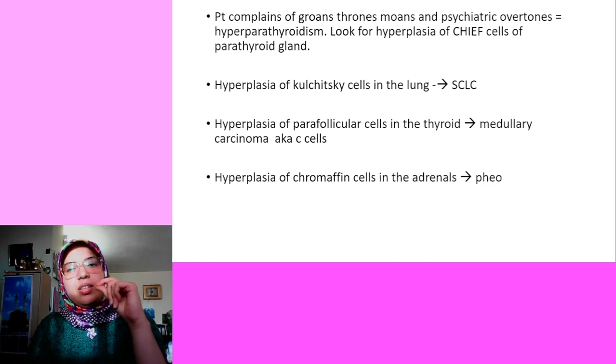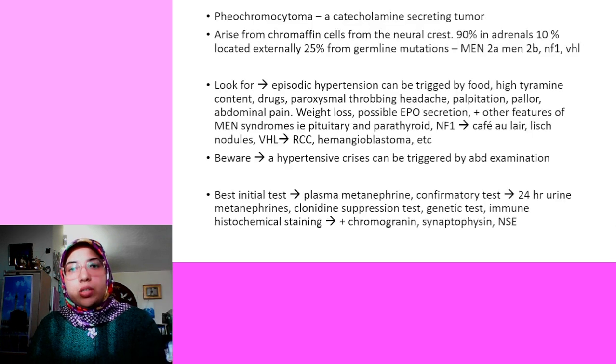Hyperplasia of chromaffin cells in the adrenals, pheochromocytoma. Pheochromocytoma is a catecholamine secreting tumor, so we're going to get increased norepinephrine and increased epinephrine. It arises from the chromaffin cells, which arise from the neural crest cells. 90% are in the adrenals, 10% are located externally. One of them could be something called the organ of Zuckerkandl. It could be located in the bifurcation of the aorta or near the bladder. 25% are from germline mutations associated with many types of mutations. MEN2A, MEN2B, neurofibromatosis type 1, von Hippel-Lindau.